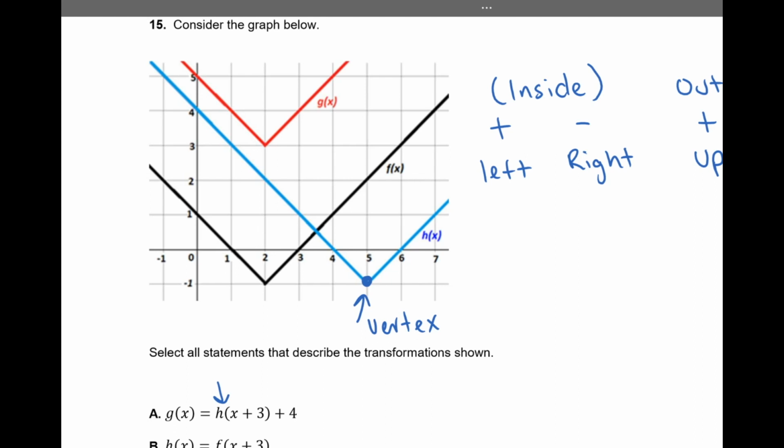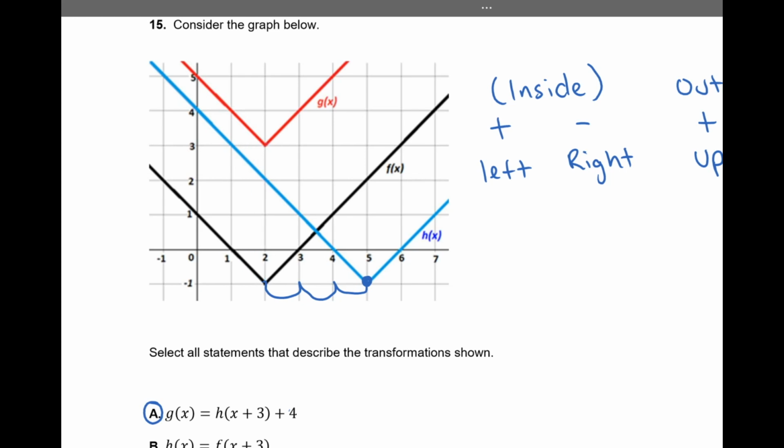But you're going to start at the vertex, and then it tells us h of x plus 3 inside. So it's inside, which is a positive. So I'm going to move it over 1, 2, and 3 points, because that's what it tells me. Then it tells me to add 4, but it's outside. So I'm going to move it up 1, 2, 3, and 4. And look where I land. I land at the g of x, where it wanted me to land. So this is a true statement.